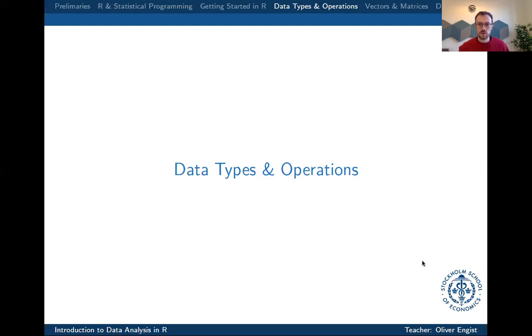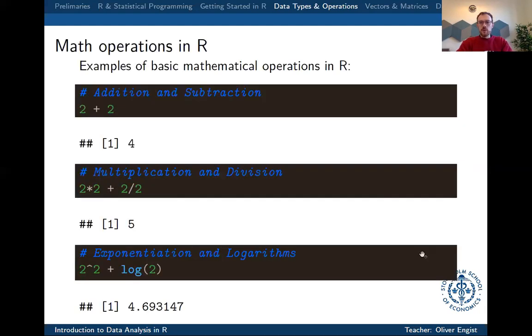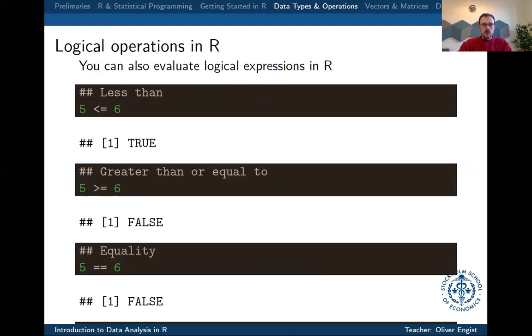All right, so let's continue with data types and operations. R basically allows you to do any operation that you could also do with an advanced calculator. You can add and subtract, you can multiply, you can divide, you can exponentiate, you can take the log, anything that a numerical software is expected to do is also possible in R. Very important are logical operators.